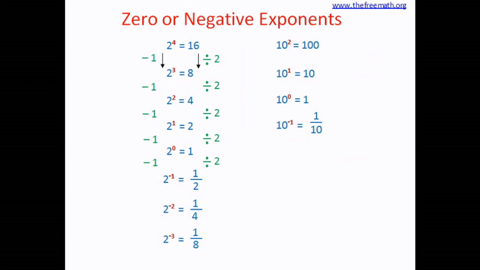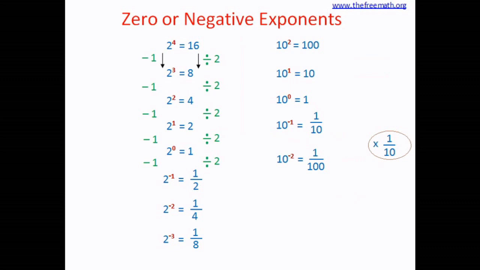Dividing by 10 is the same as multiplying by 1 over 10. So if I continue this, I'll get 10 to the power of negative 2 equals 1 over 100. 1 over 10 multiplied by 1 over 10 equals 1 over 100. So this is how negative exponents work.